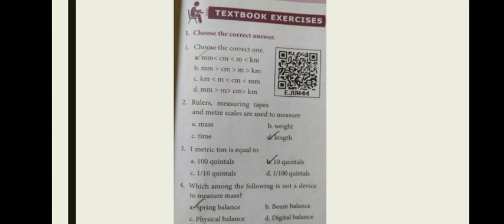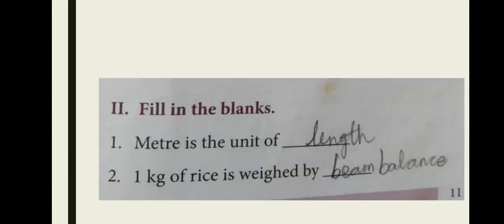Which among the following is not a device to measure mass? Spring balance. Mass can be measured with a beam balance, digital balance, physical balance. But weight is measured with a spring balance, so it cannot measure mass. Next one, fill in the blanks. Meter is the unit of length. 1 kg of rice is weighed by the beam balance.